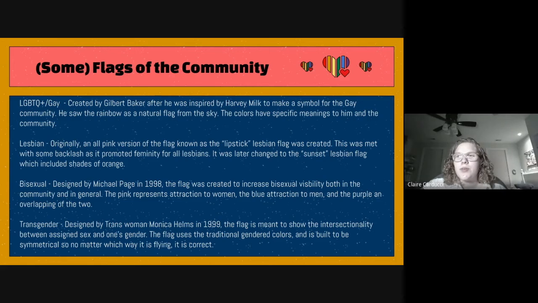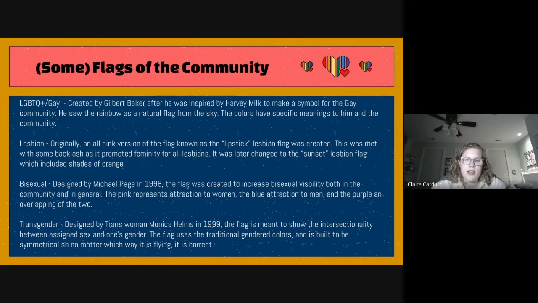Yeah, so next we just wanted to mention a few flags because I'm sure all of you have seen different flags for the LGBTQ plus community. So the first flag is the LGBTQ plus flag, or the gay flag. It was created by Gilbert Baker after he was inspired by Harvey Milk, who we mentioned earlier. He was inspired by Harvey Milk to make a symbol for the gay community. He saw the rainbow as a natural flag from the sky.